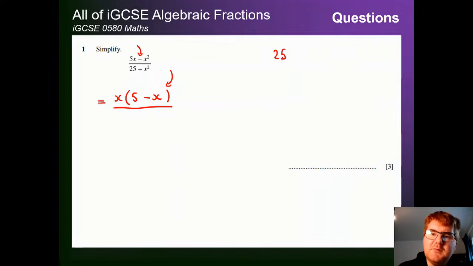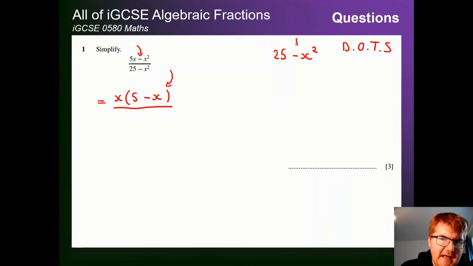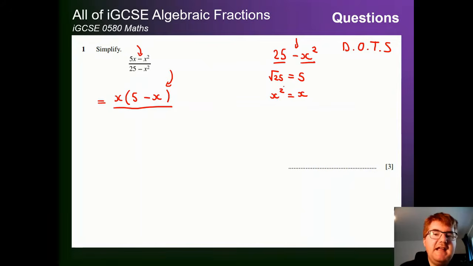Now, if we take the 25 minus x squared, this is a very special form of factorizing, known as DOTS, D-O-T-S, the difference of two squares. Difference because we have a negative here, and squares because we have a square number here and a square number here. Now, this is a special number, 25. If we find the square root of 25, that is equal to 5. And of course, the square root of x squared will then just be x.